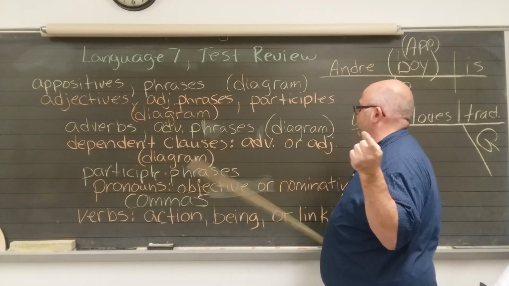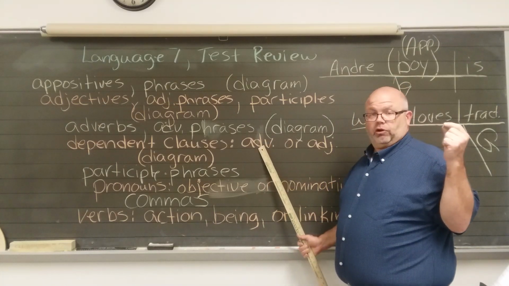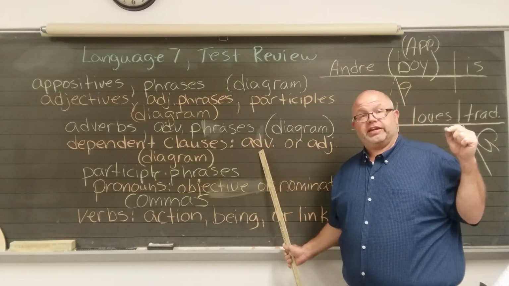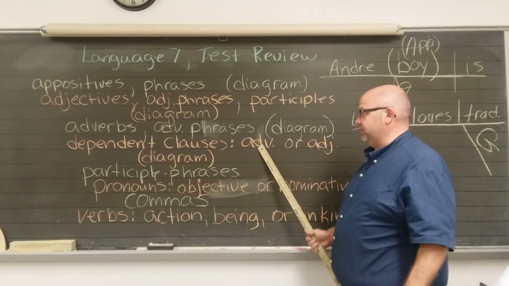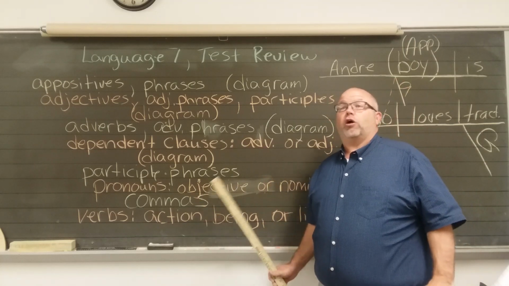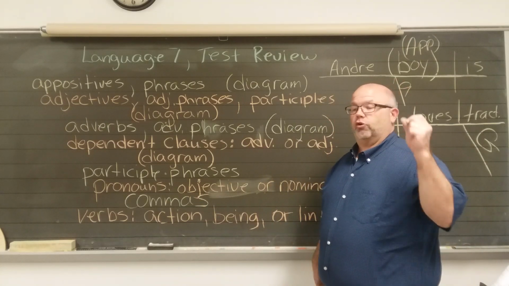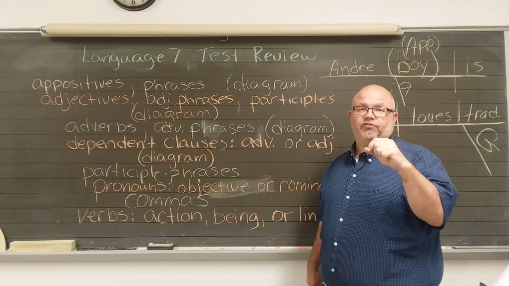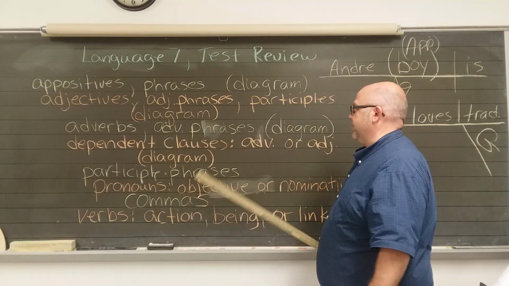Subordinating conjunctions introduce adverb clauses. Make sure that what you're seeing is a clause and not a phrase. Okay, there can be some subordinating conjunctions that are prepositions. Make sure that it is a clause and not just a phrase. A phrase will not have a subject and a verb. A clause will. Okay, so check that out.